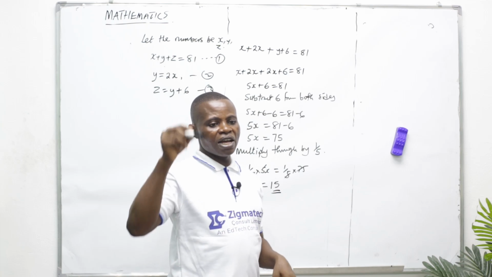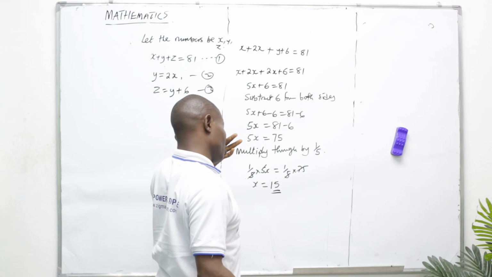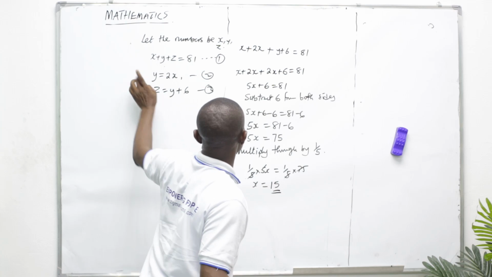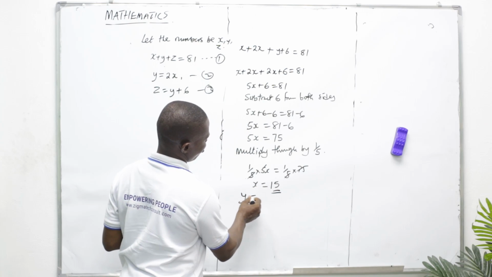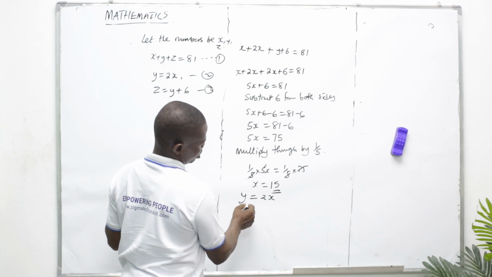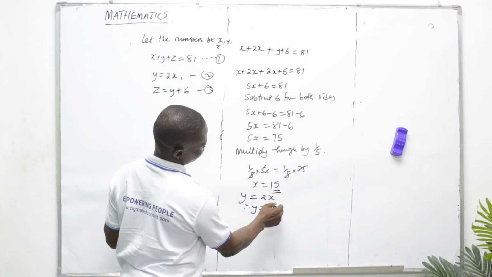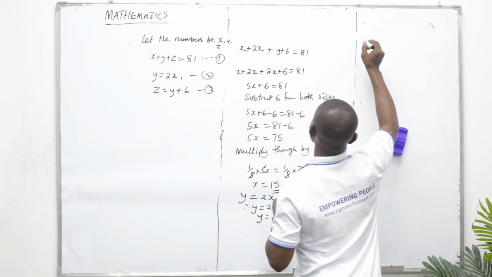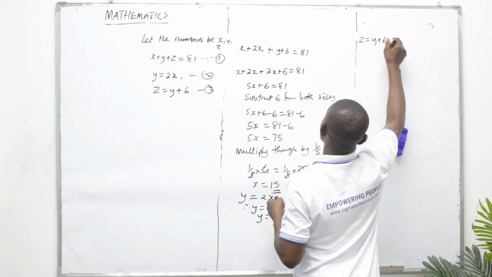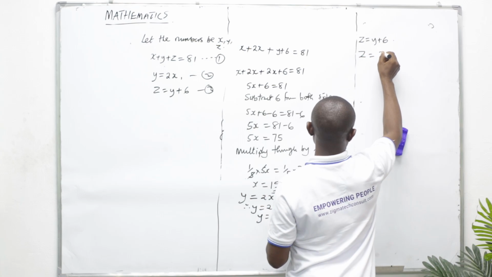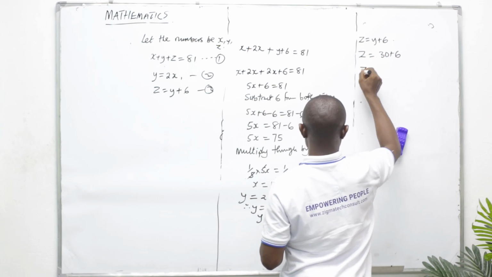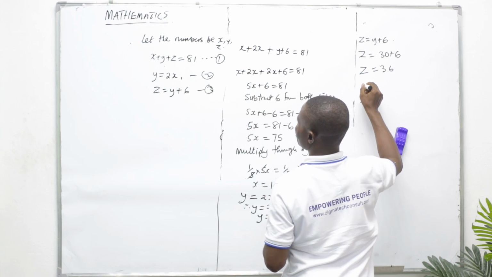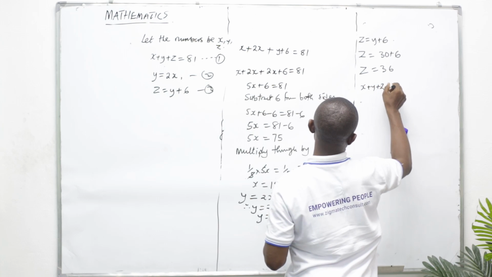But that's not the question. They say find the numbers. We are looking for the numbers, isn't it? Yes. The numbers here, X is 15. What is Y? Recall Y equals 2X. Therefore, Y equals 2 times 15, Y equals 30. Also recall that Z equals Y plus 6. So Z equals 30 plus 6. Do you agree? Z now equals 36.